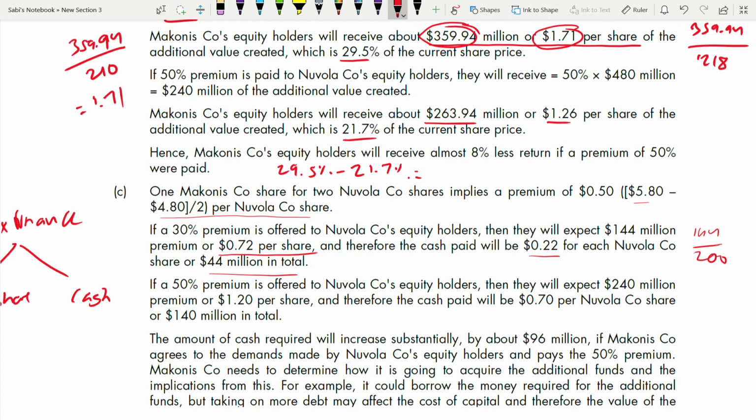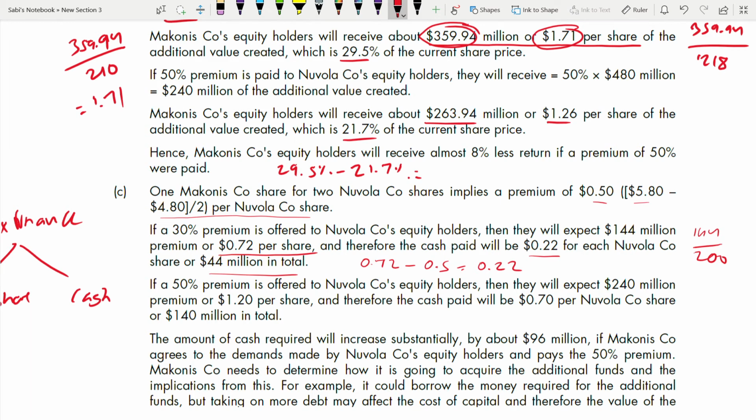Because Novala is expecting to receive 0.72 per share. And this is 0.5, the value for Novala's. So 0.72, the difference is 0.22. So the difference will be paid in cash. Because they expected to receive 0.72, from share they are receiving 0.5, and the balance they will receive by cash. That's why 0.22. Sorry, this is 0.72. Yes, correct.